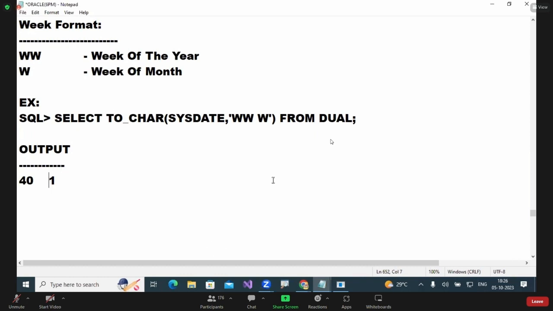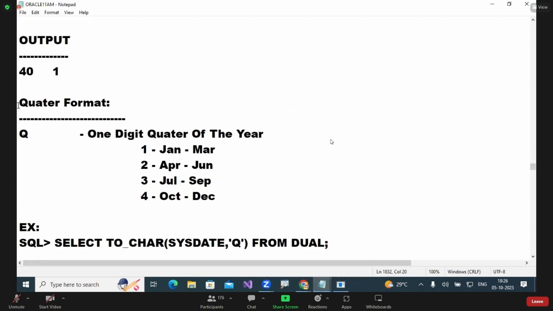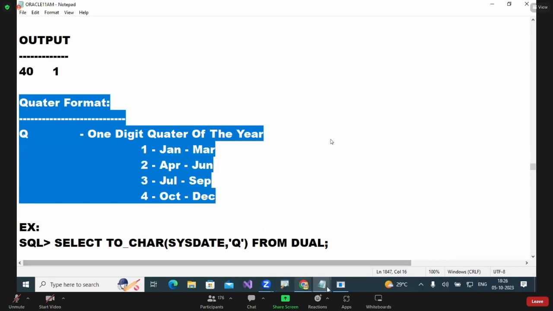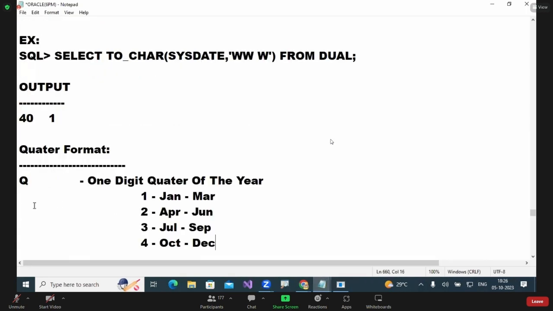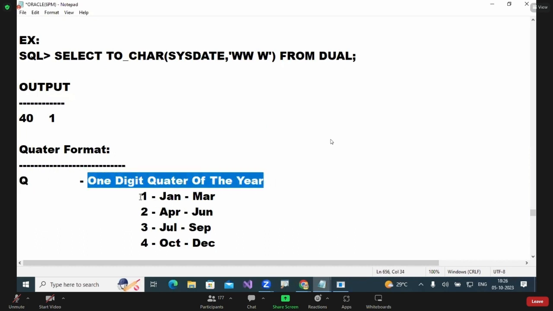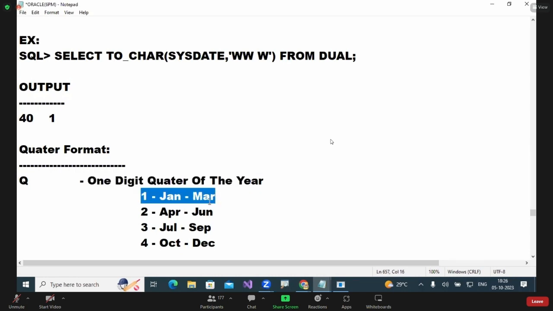Okay, right. After that, we have your quarter interval. We will go for quarter. So now you can check it out here, the quarter intervals. The quarter format is represented by Q, and it returns a 1-digit quarter of the year. And you know that yearly there are 4 quarters: first quarter, January to March; second quarter, April to June; third quarter, July to September; and fourth, October to December. Okay, and this is my interval.